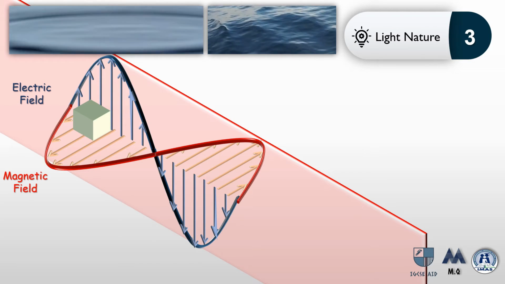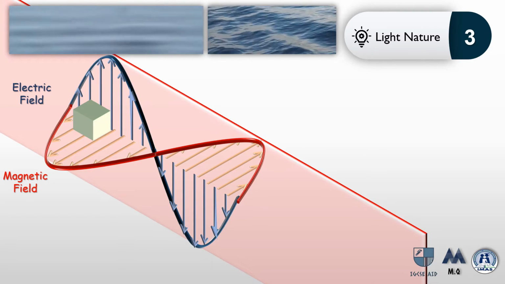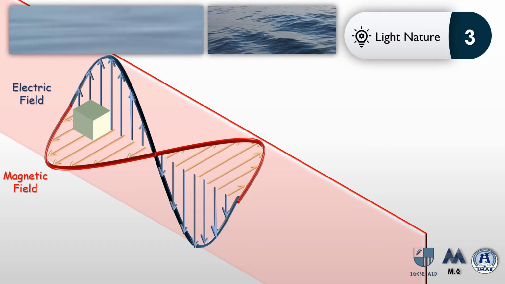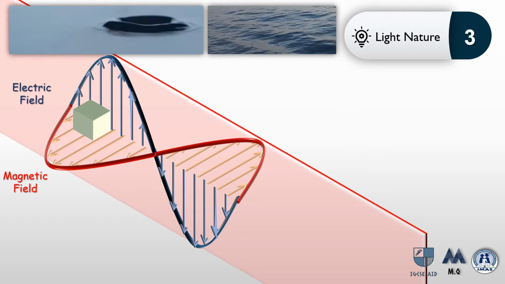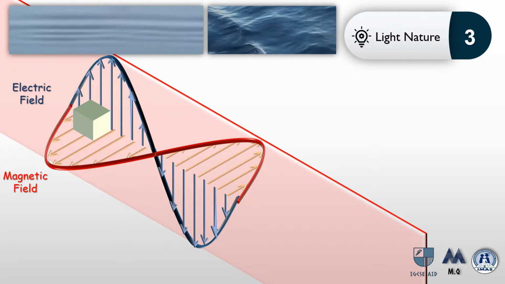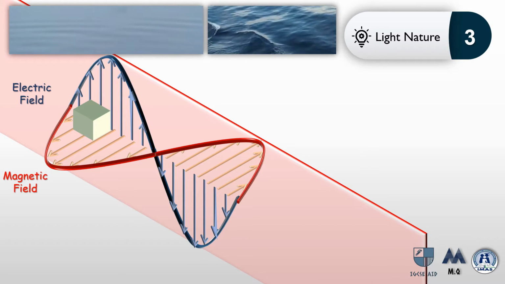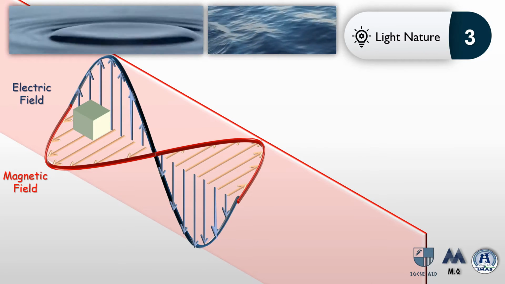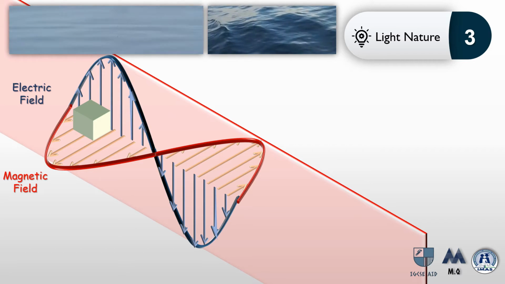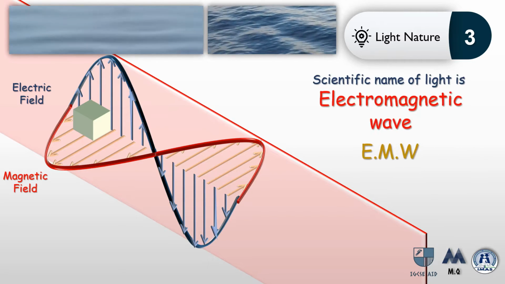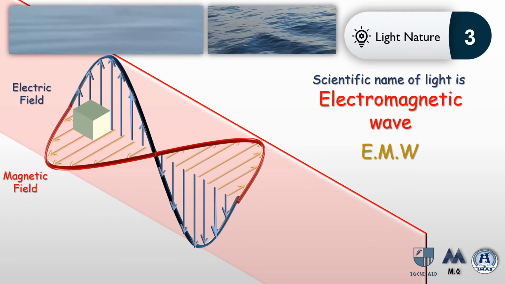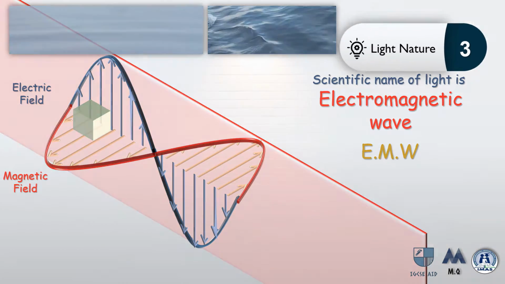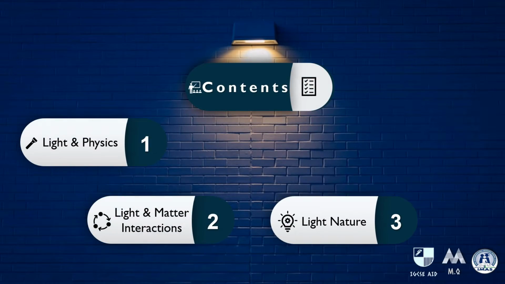They move in a wave pattern, transverse wave, similar to water waves, and the angle between those two separate waves is 90 degrees. And since it's made up from electric and magnetic fields, this is where the scientific name of light comes from, which is called an electromagnetic wave, in short EMW. Keep this in mind. So that's what light is made up from. Nothing special, but that's how it is in our universe.